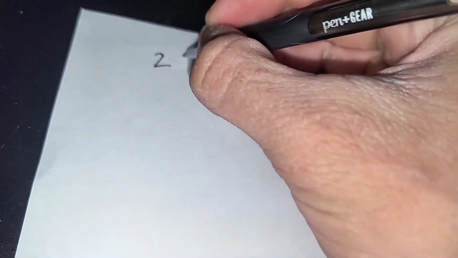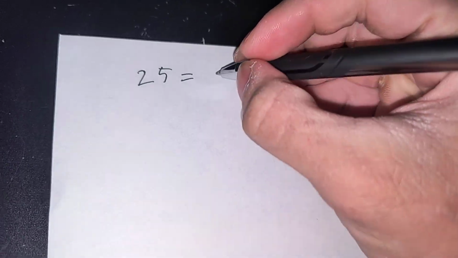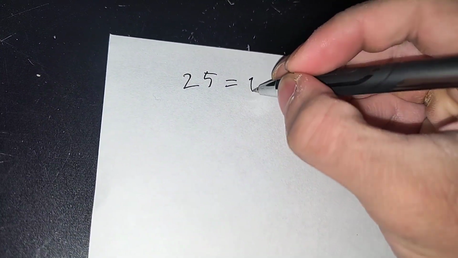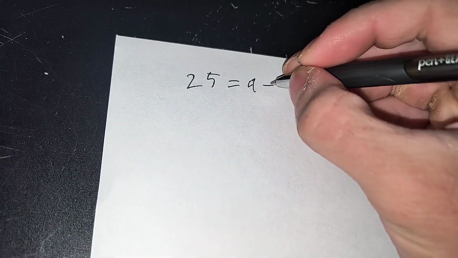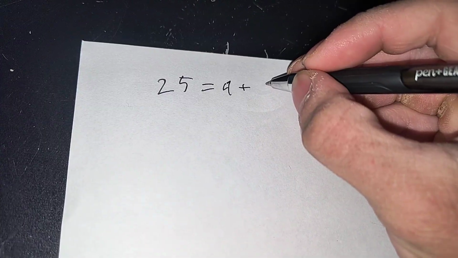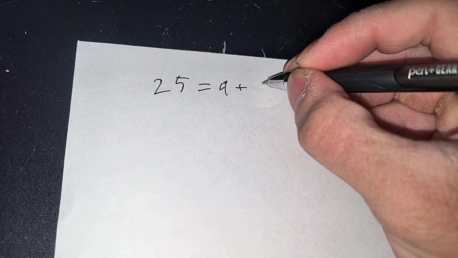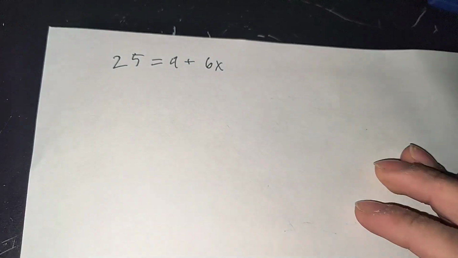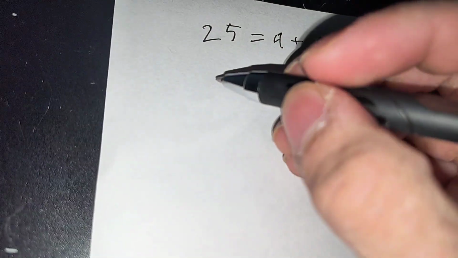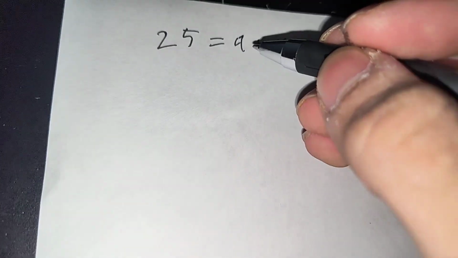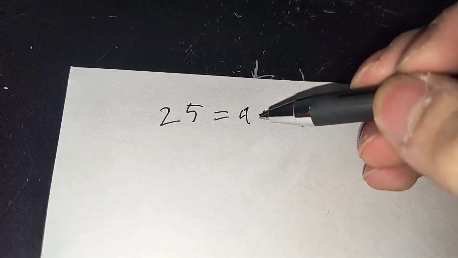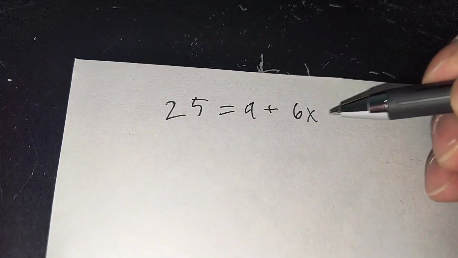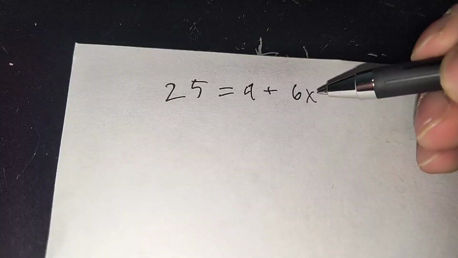Okay, so let's say I have the equation 25 is equal to 4 multiplied by 4 plus 6x. So what we do is we do the opposite operation on both sides. So here we're adding 4. We add 4 to 6x.